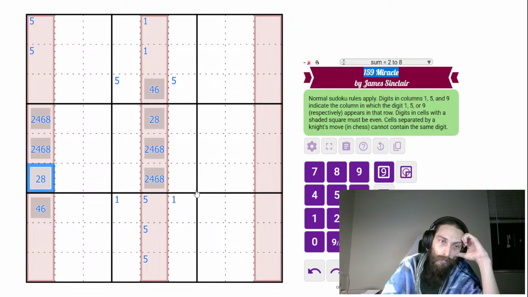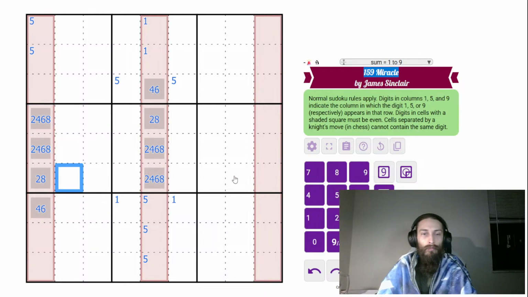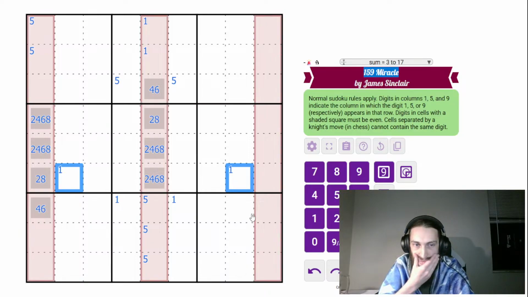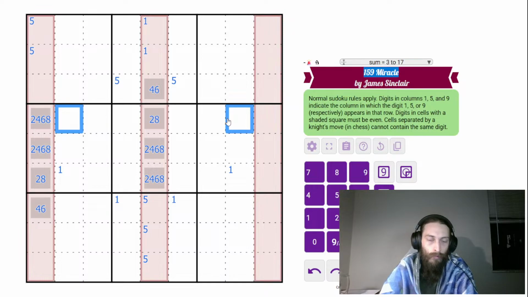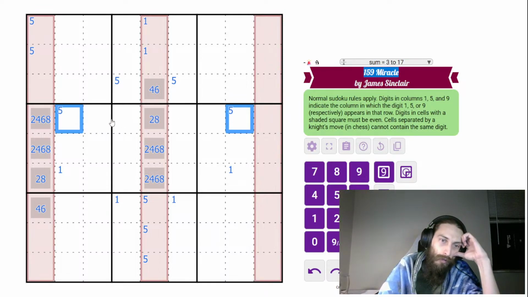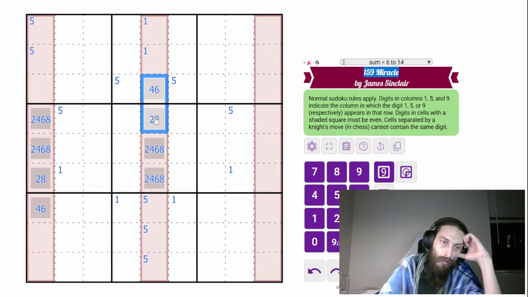Well, if you look at the 2, 8 and the 4, 6 in column 1, if it's a 2, then below it is a 6. If it's a 4, the anti-knight. And the 5 is doing the same thing here. Right. So if I do a 2, that's a 6.